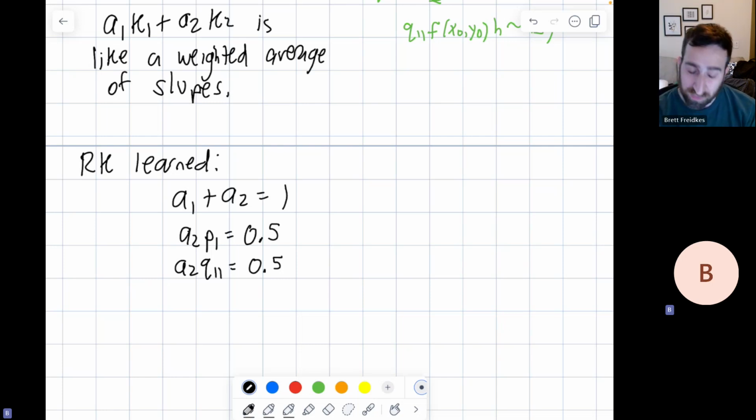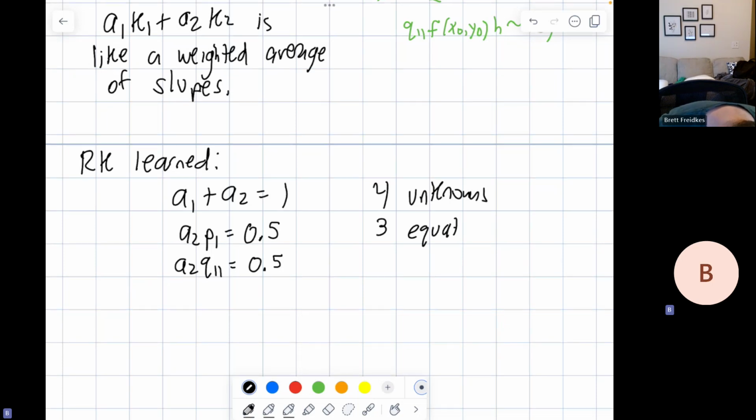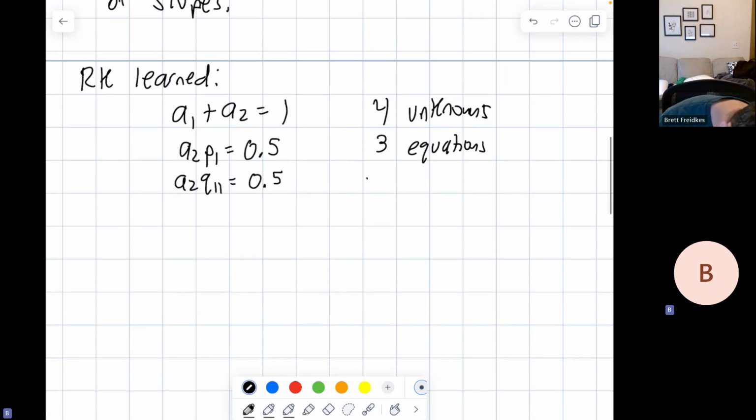So the issue is we have 4 unknowns, but only 3 equations. That's a problem because we can't solve it. So what they do is they assume some value of A2. Not Runge-Kutta, other people assume some value of A2. And then we can find out what the other variables are. So an A2 value is assumed.